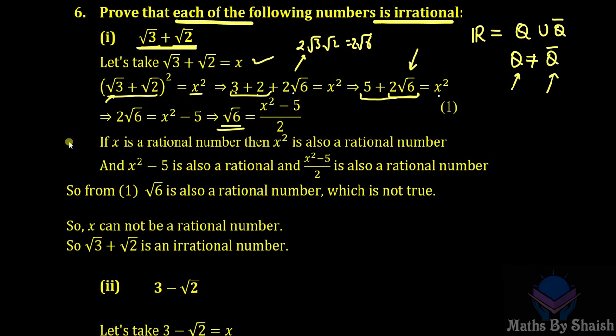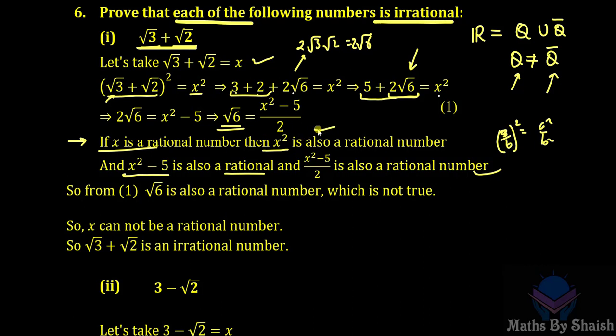Now we will give the solution in this way: if x is a rational number, then x square is also a rational number. We know if we have a number in the form p by q or a by b, and we take the square, that is also going to be in the form of a by b. So it's a rational number, and hence x square minus 5, if we subtract a rational number from a rational number, is also a rational number. Similarly, if we divide by a non-zero number, it is going to be rational.